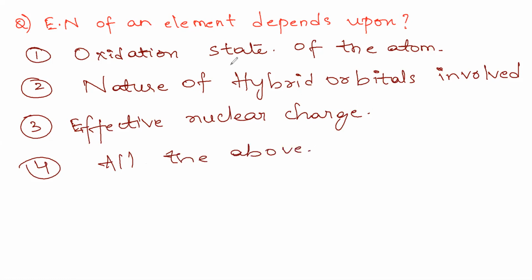While we were studying in lecture 2 or lecture 3 the factors affecting electronegativity, you can see that slide clearly. It depends upon the oxidation state of the atom and the nature of hybrid orbitals involved, that is s is greater than p is greater than d is greater than f, and effective nuclear charge. So the answer is all the above.